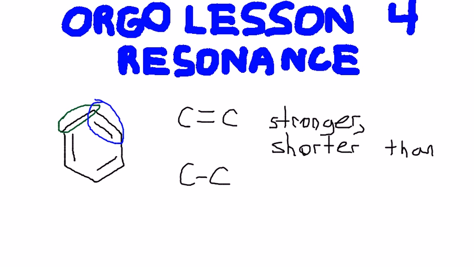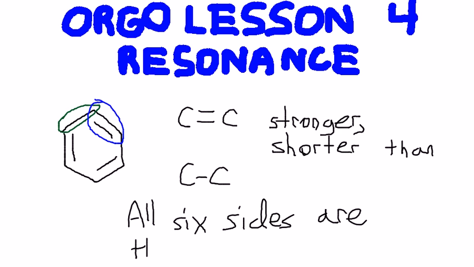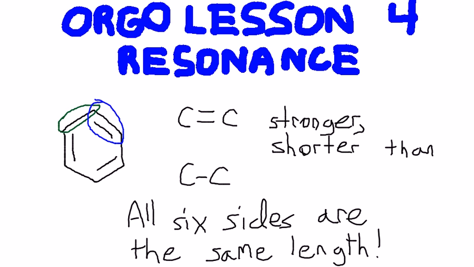If we experimentally determine those side lengths, we actually see that all 6 side lengths are the same. So let me write that down. So all 6 sides are actually the same length. And this is interesting because we know that double bonds are shorter than single bonds. So why is this the case? And the answer is that this Lewis structure does not completely represent benzene.